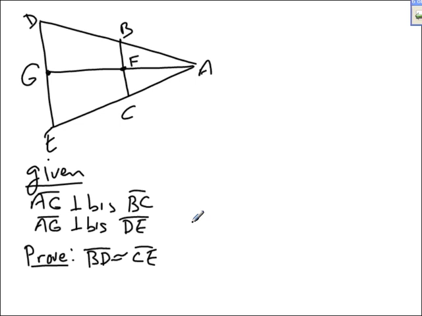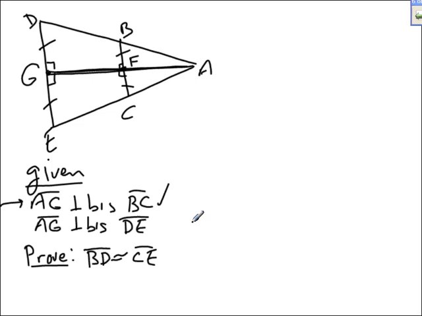Okay, so what's going on here? We are told that AG, which is this long side, is the perpendicular bisector of BC. That means those two halves are equal. Both of them made up BC, and they're equal, and they meet at right angles. We're also told that AG bisects another line segment. It bisects DE into two equal parts, DG and EG. And again, we have a right angle.